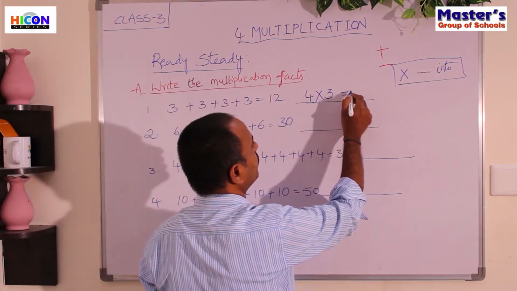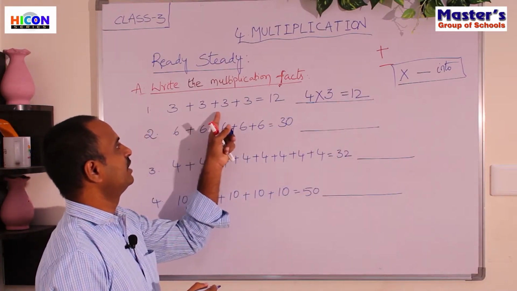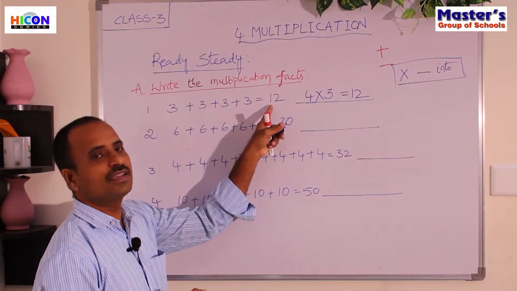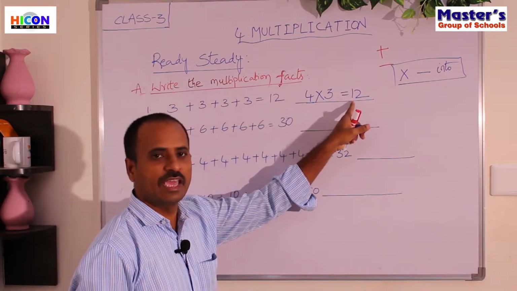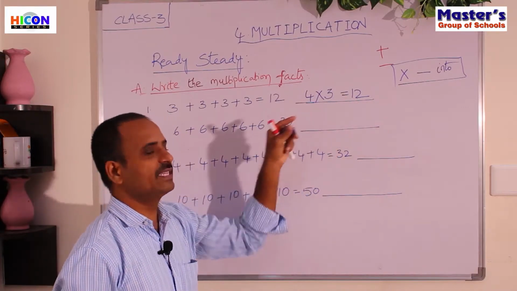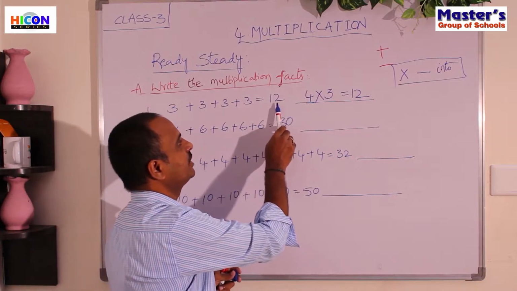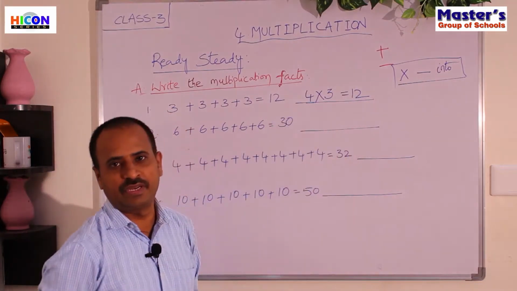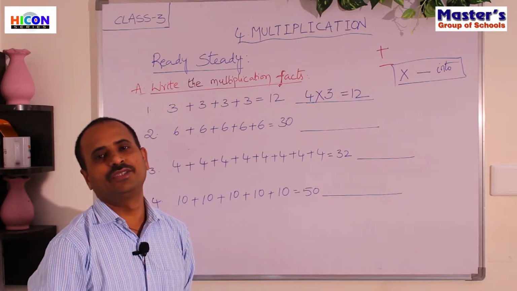4 3s are 12. So here, if we add the number 3 four times, we get the answer 12. And if we multiply, again we get the same answer 12. So from this example, we can understand that repeated addition is equal to multiplication. That means multiplication means repeated addition.